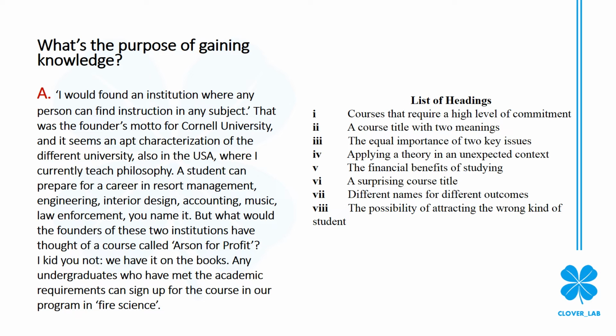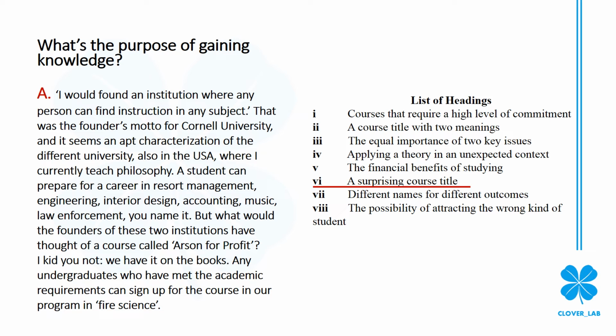So, the appropriate heading for section A is heading number 6, a surprising course title. Well, you'll wonder why. Let me explain. So, in section A, the author mentions the founding of a special institution, its possible majors and possible titles for a variety of courses. Therefore, we should pay attention to headings related to those contents. They are heading number 2, heading number 6, and heading number 7. These are the headings about the title.